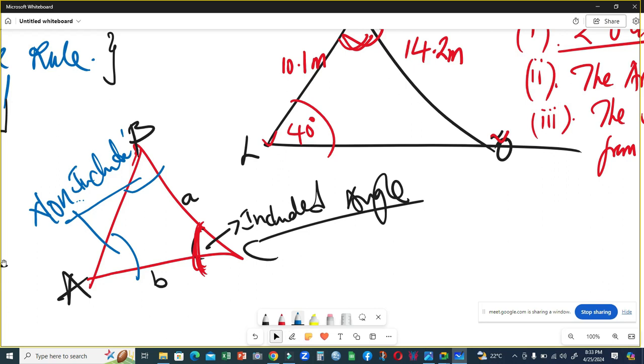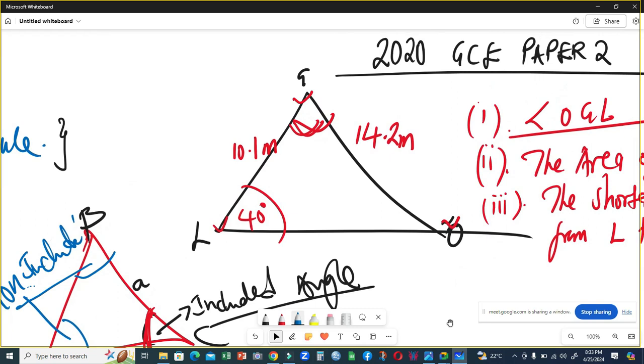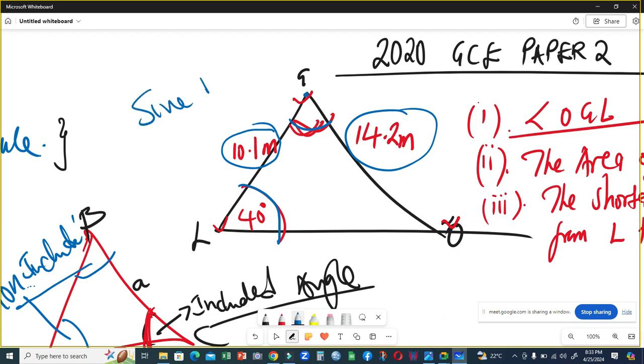Let's come here now. In this diagram, we have been given 10.1 and 14.2. These 10.1 and 14.2 are meeting at G, so G is an included angle. But what angle have we been given? It's angle L, which is a non-included angle. So then the sine rule works. We need to appreciate this. So a cosine rule here cannot work.